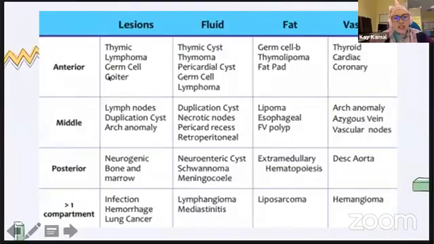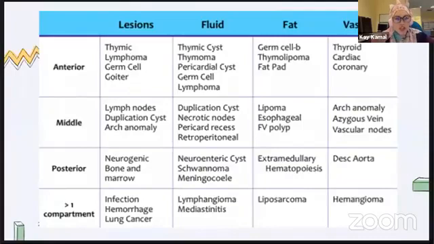So this is the summary of what kind of lesions you may find in each of the mediastinal compartments. Bear in mind that some pathologies can actually have an involvement of more than one compartment. So those are to be kept in mind because sometimes they have overlapping features. And the type of lesions that could be there can also be divided into solid lesions, fluid lesions, fat, and also vascular lesions. So this is just an overview.